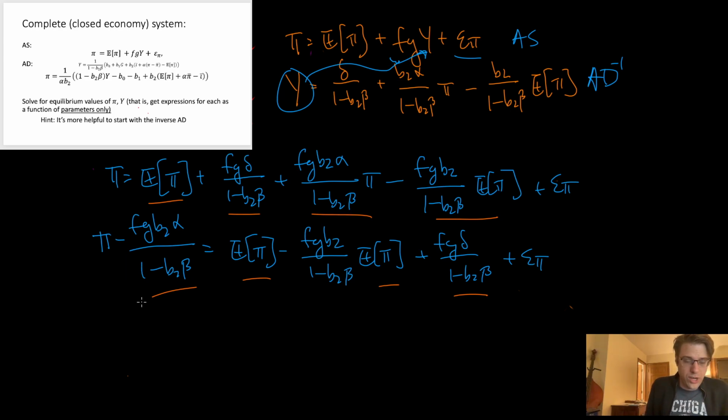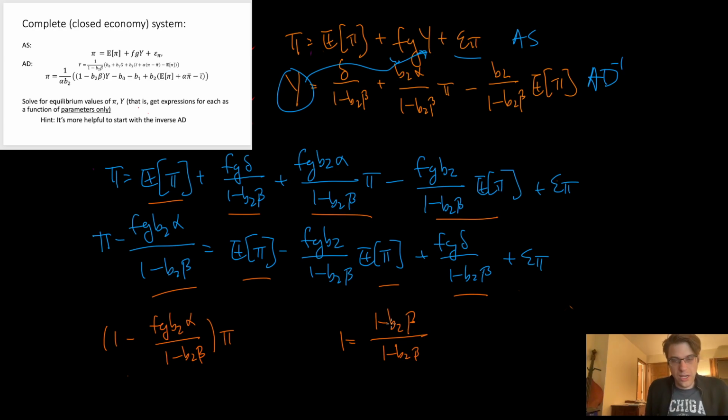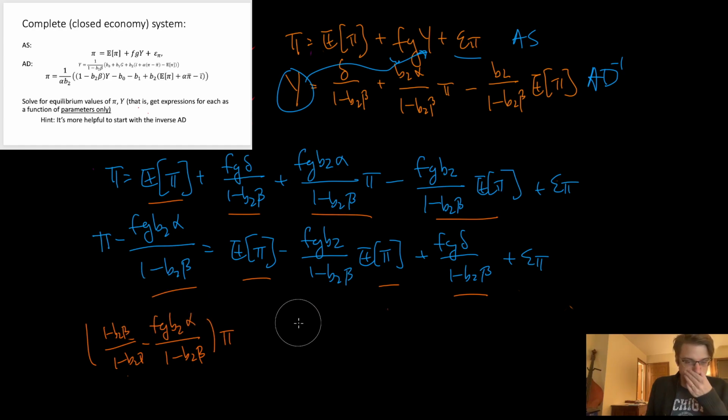Now we can do some factoring. I want to factor this out, but I'm also going to want to make it into one big fraction. So what we're going to have is 1 minus fg b2 alpha over 1 minus b2 beta pi. But then I want to write 1 equals 1 minus b2 beta over 1 minus b2 beta, right? Making that substitution, I can write this as 1 minus b2 beta over 1 minus b2 beta, and there's a minus sign in the middle there. Then I can actually do the subtraction in the numerator. So I can write this as 1 minus b2 beta minus fg b2 alpha over 1 minus b2 beta. I can write this as one big fraction: 1 minus b2 beta minus that thing, divided by 1 minus b2 beta.